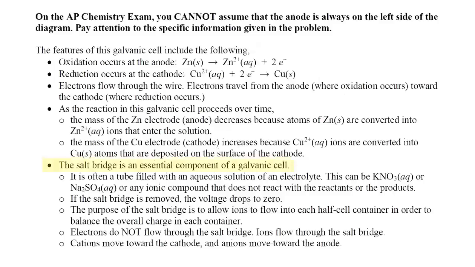The salt bridge is an essential component of a galvanic cell. It is often a tube filled with an aqueous solution of an electrolyte. This can be aqueous potassium nitrate or aqueous sodium sulfate or any ionic compound that does not react with the reactants or the products. If the salt bridge is removed, the voltage drops to 0. The purpose of the salt bridge is to allow ions to flow into each half-cell container in order to balance the overall charge in each container.